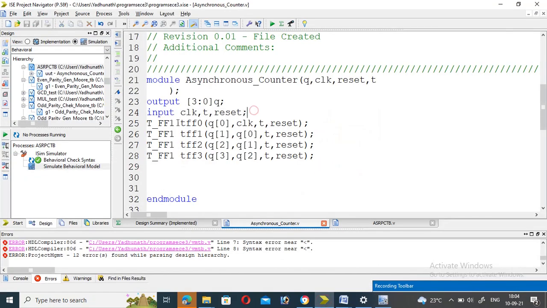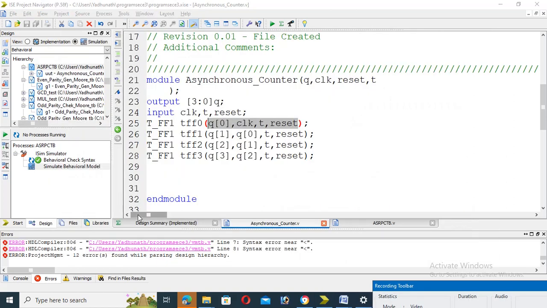So this is a declaration. For the T flip flop, we are using 4 flip flops, guys. TFF for the declaration, TFF 0 for flip flop 1. So Q of 0 is the output of the first flip flop, then clock signal, T and reset. This is very mandatory, guys. For the first flip flop you compulsorily have to provide the input. As well as in the case of the asynchronous counter, obviously we are supplying 1 as the input for all flip flops, right?